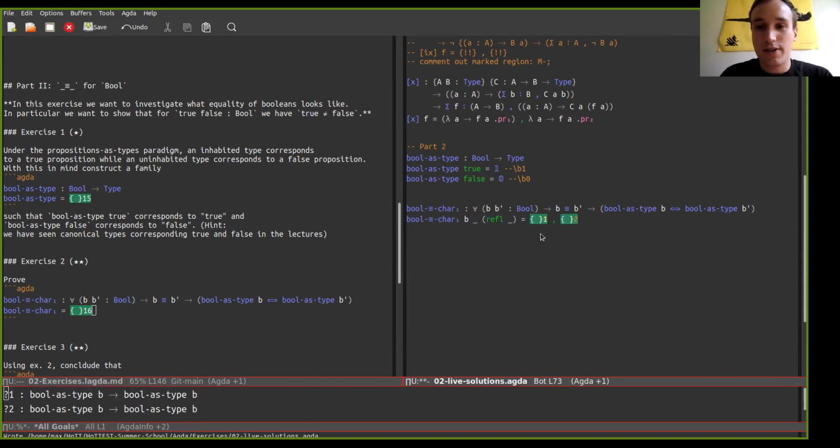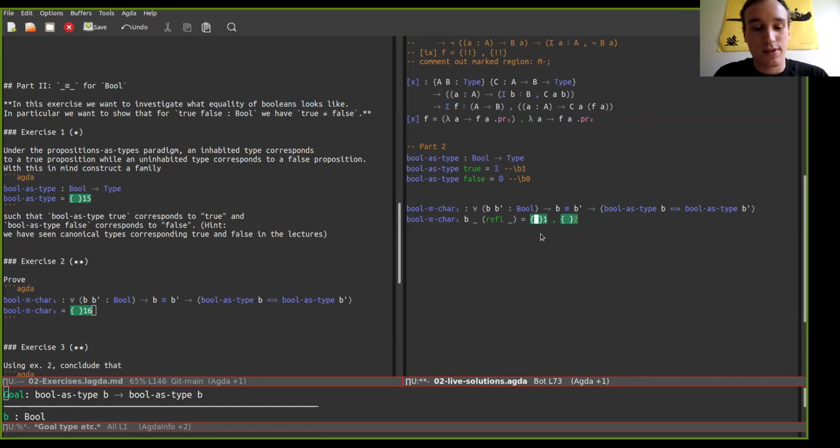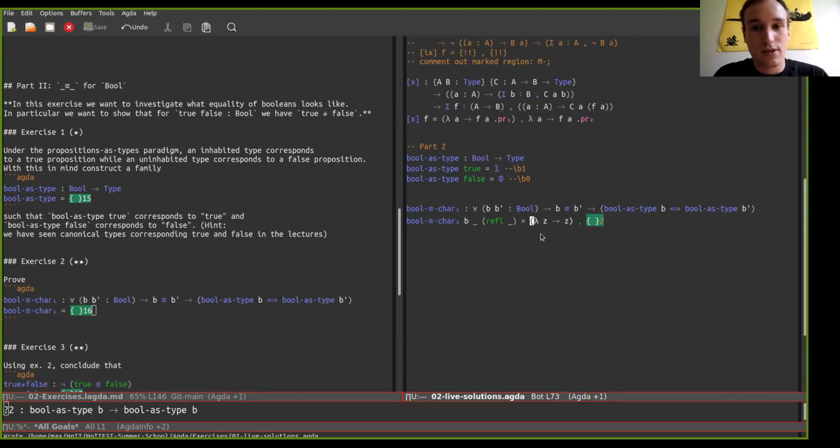So we can refine. We have to give it two things. First, this implication. Well, we can try this. Can't solve it. But yeah, with Control C, Control R, Control C, Control A, Agda will solve this for us.